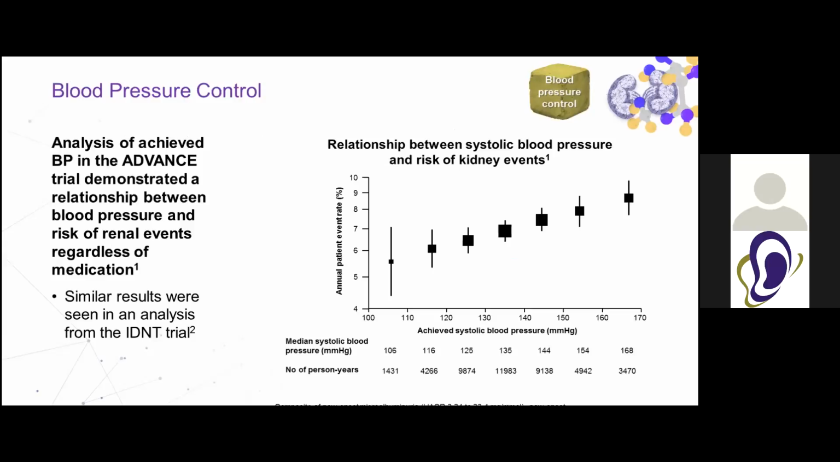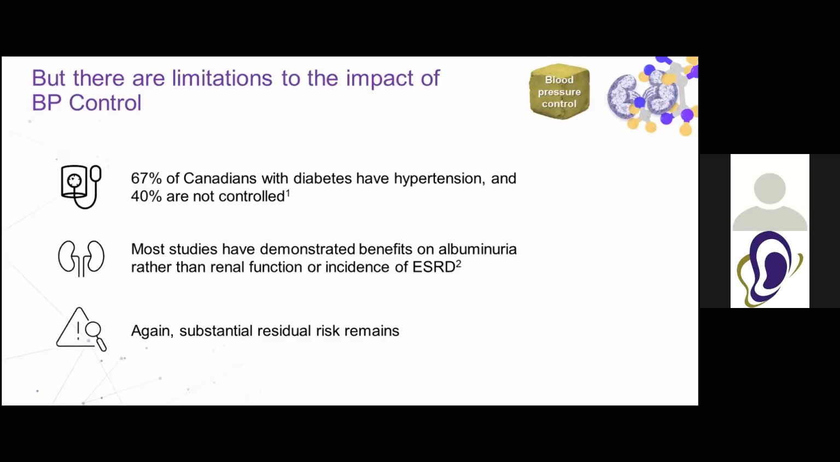In the ADVANCE trial, there was a relationship between blood pressure and risk of kidney events, regardless of the medication. And this is similar to another trial that I'll show you in a moment, the IDNT trial. But basically, the lower your blood pressure, the lower your annual event rate of kidney disease or kidney failure. But there are limitations also to the impact of blood pressure control.